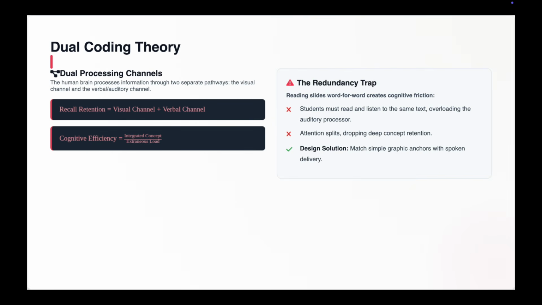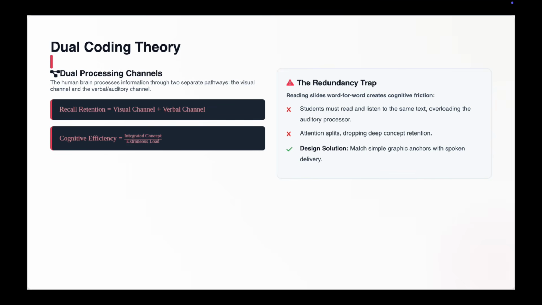To understand how we can optimize working memory, let's explore dual coding theory, developed by psychologist Alan Paivio. As you can see in our mathematical representation on the slide, the human brain processes incoming information through 2 separate independent channels, the visual channel and the verbal/auditory channel. When you present information through both channels simultaneously, they complement each other, creating a significant boost in student recall and retention.